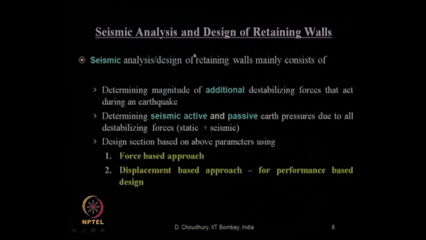So, for the seismic analysis and design of retaining wall, we need to compute the combined earth pressure, that is static plus seismic, whether it is an active state or passive state of earth pressure. And to do that, we basically follow two different types of approach. One approach is called the force based approach, where we compute the earth pressure using force equilibrium, etc. Another is the displacement based approach, where in addition to the computation of seismic earth pressure, we also compute how much displacement of the wall is going to take place, which is necessary for performance based design.